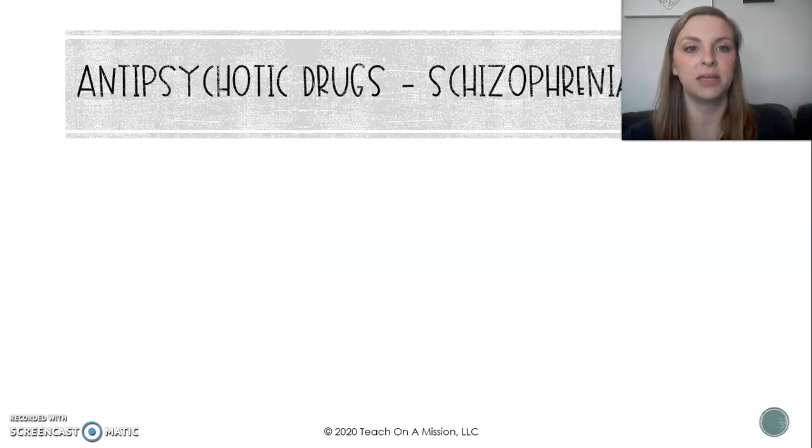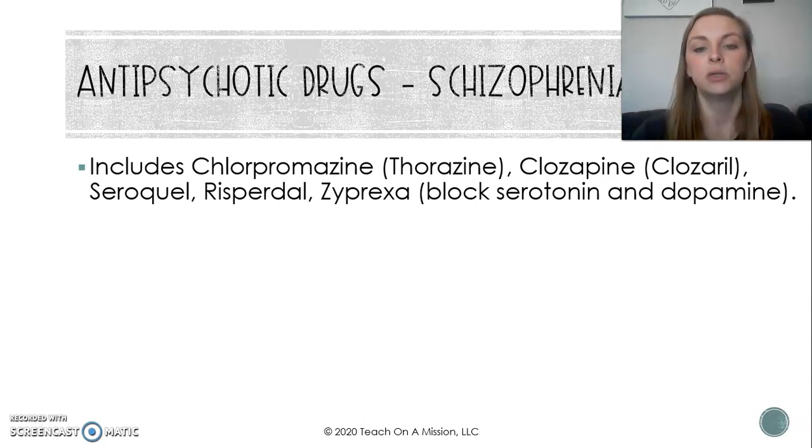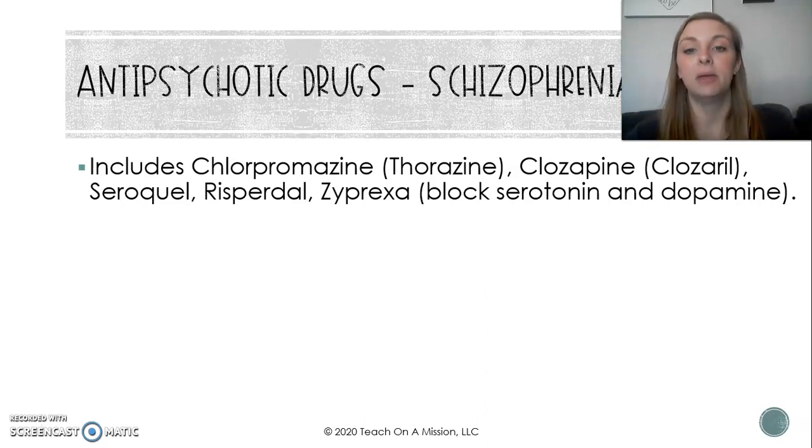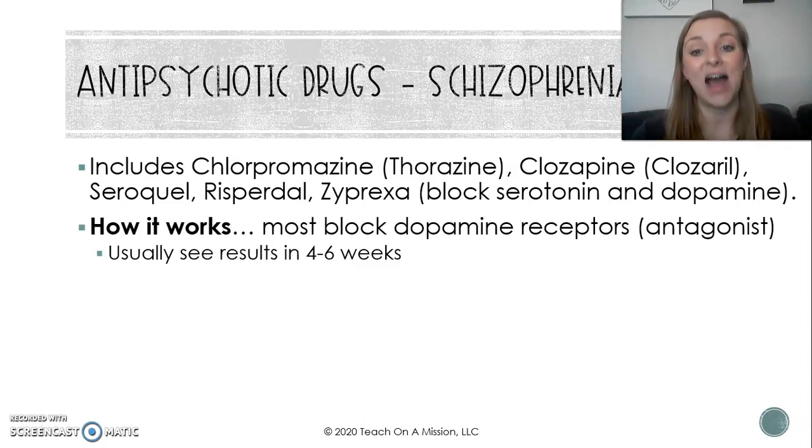Okay, so the first one, antipsychotic drugs. This is for schizophrenia. So these include, I'm terrible at pronunciation, I can't pronounce them. Clozapine, Seroquel, Risperidone, Zyprexa. And what these do is they block dopamine receptors. So in schizophrenia, there is an increase in dopamine, right? There is too much dopamine in that person's brain. And so in order for us to treat that, we need to block those dopamine receptors so that there's not as much flooding of dopamine.